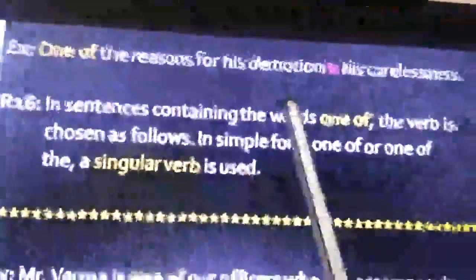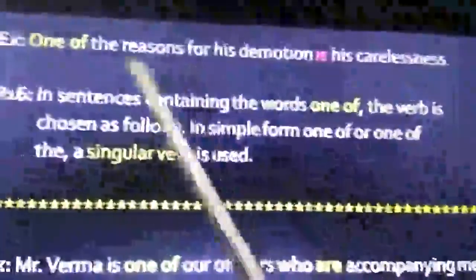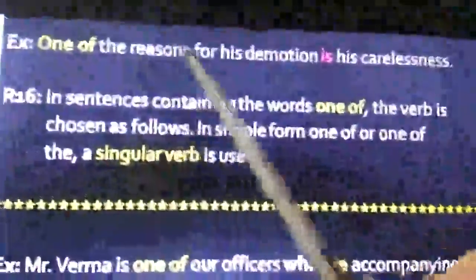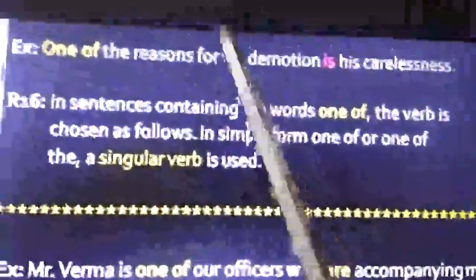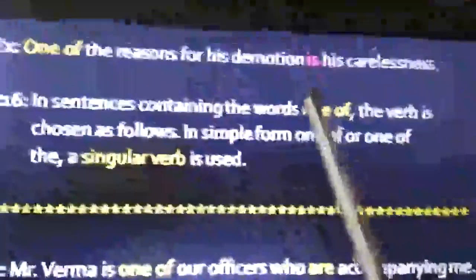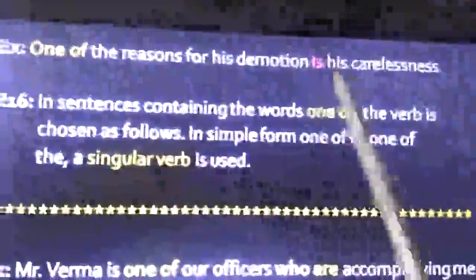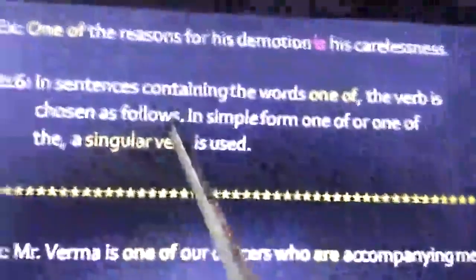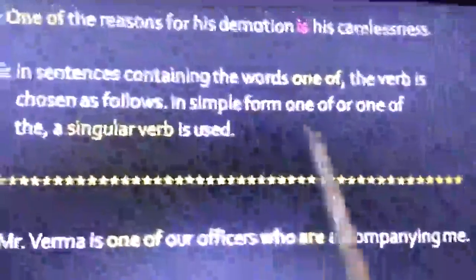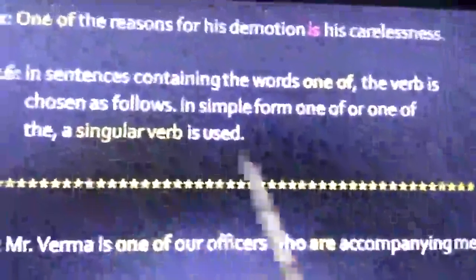So in this, one of the reasons for his demotion is his carelessness. One of the reasons, that means here we are referring to only one reason among many reasons. One of the reasons for his demotion, that means we are referring to one reason here. And so the verb that we have used is singular. So in a sentence containing the words one of, the verb is chosen as follows. In simple form, one of or one of the, a singular verb is used.